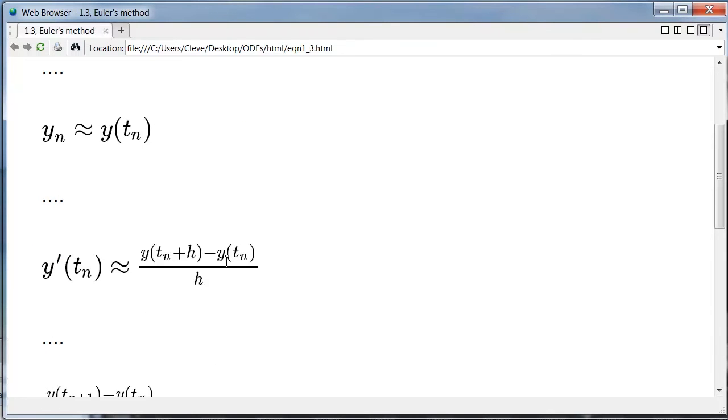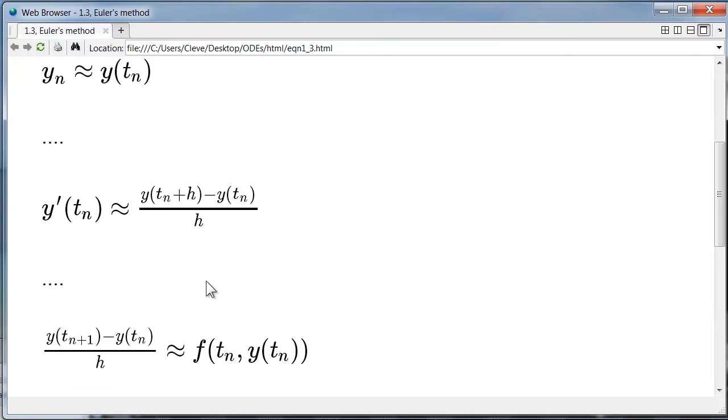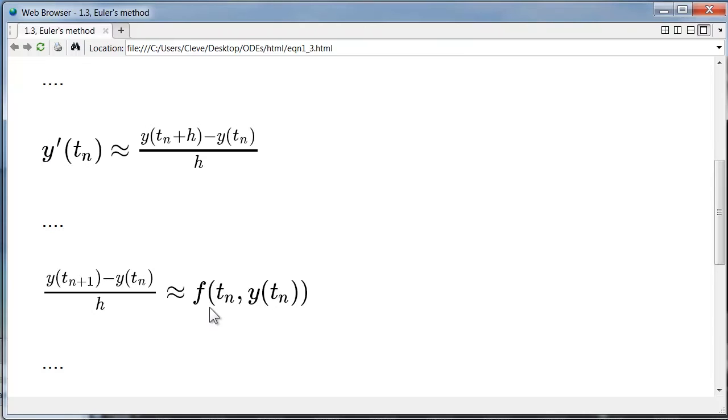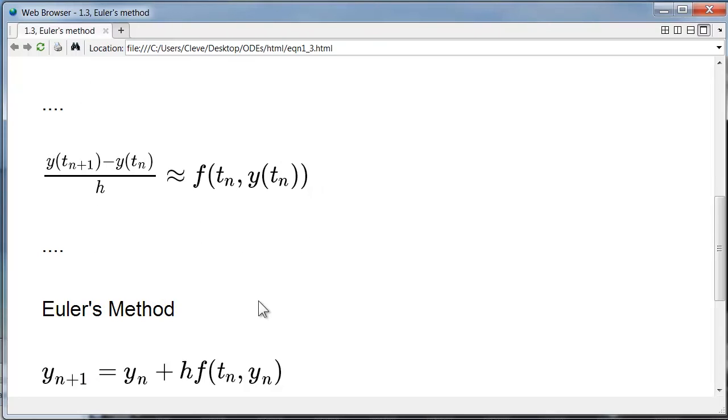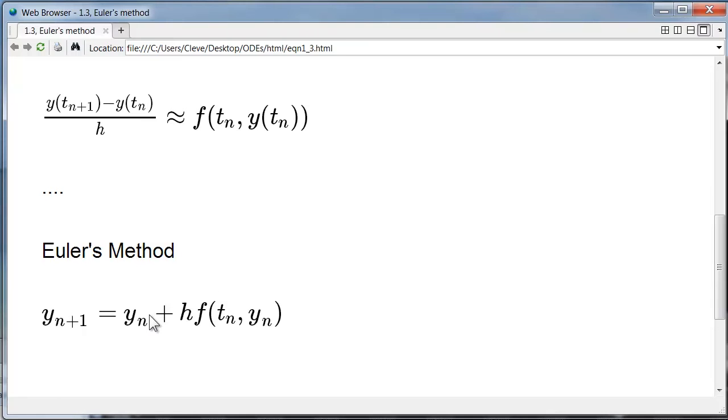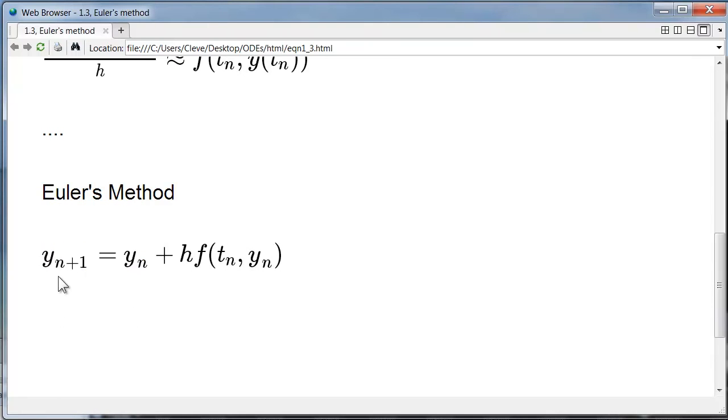The approximation comes from the slope of the secant, the ratio of the difference of the values of y to the step size h. The differential equation says that this ratio should be the value of the function at t sub n. And if we rearrange this equation, we get Euler's method. That y sub n plus 1 is y sub n plus h times the function f evaluated at t sub n and y sub n. This is Euler's method.